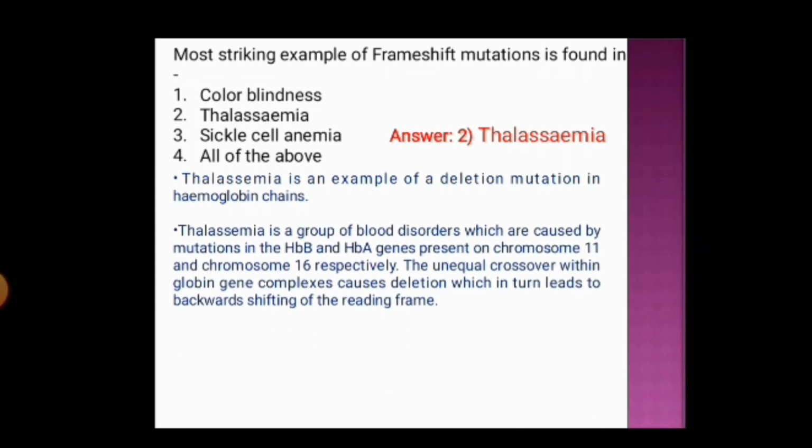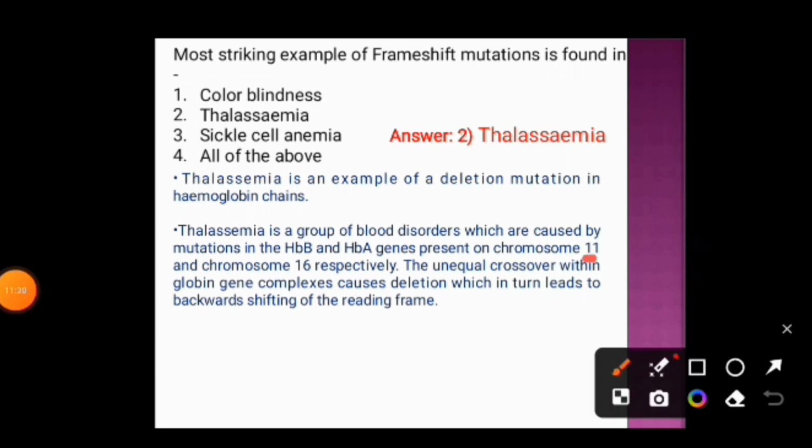Thalassemia is a group of blood disorders caused by mutation in the HBB and HBA genes present on chromosome number 11 and chromosome number 16 respectively. The unequal crossover within the globin gene complexes causes deletion, which in turn leads to the backward shifting of the reading frame. As it causes deletion, this mutation is known as deletion mutation. So this deletion mutation is one kind of frameshift mutation.